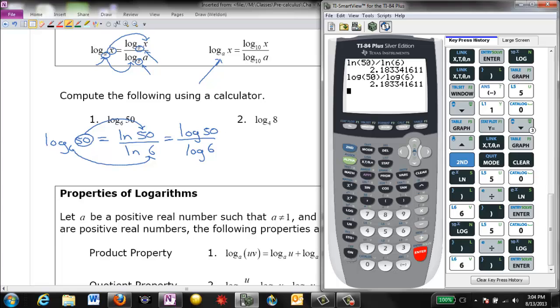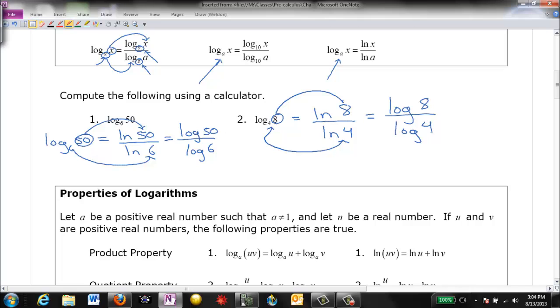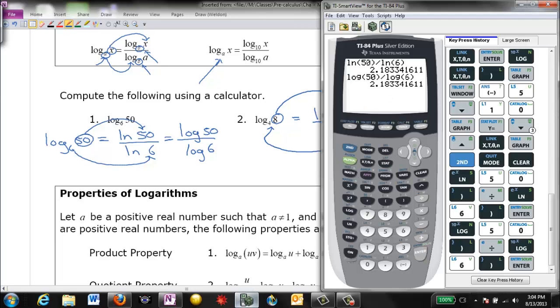I'll do it one more time here in example number 2. We're looking at log base 4 of 8, so I can rewrite that as the natural log of 8 over the natural log of 4. Remember, what's inside of the log goes to the top. The base of your original log goes into a new log in the denominator. If I wanted this in base 10, I could also write this as log 8 over log 4. We'll test that in our calculator.